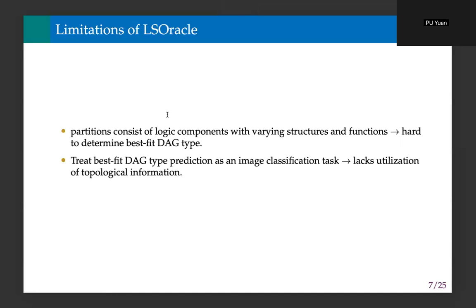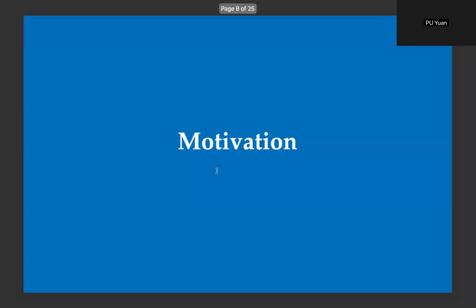There are two main limitations of LSOracle. The first is that during partition, some sub-circuit portions may consist of logic components with varying structures and functions, which makes it hard to determine the unique best-fit DAG type for each portion. And second, during the best-fit DAG type prediction, it treats the task as image classification, which lacks the utilization of topological information.